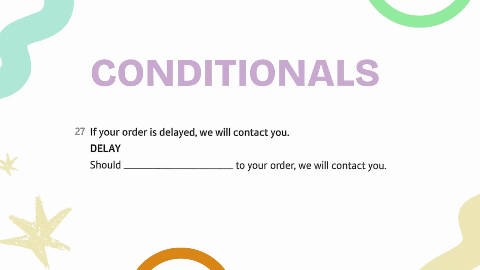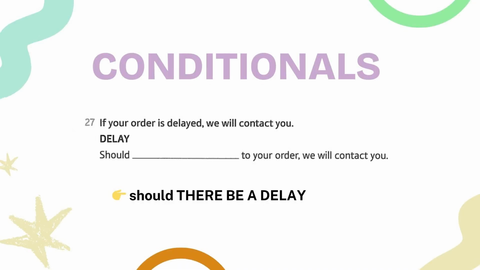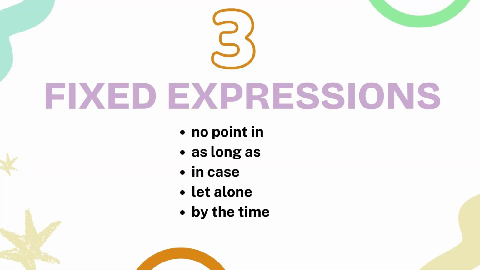So if your order is delayed, we will contact you. As a conditional, it becomes, should there be a delay to your order, we will contact you. And the third pattern that repeats time and time again in Part 4 Use of English at C1 level is fixed expressions. These are expressions where the meaning must stay the same, but structures change.